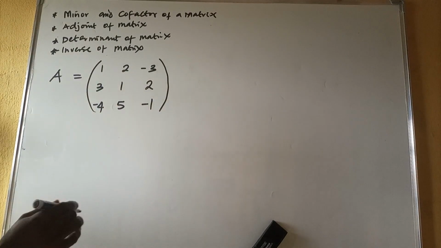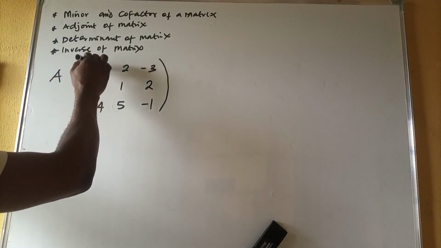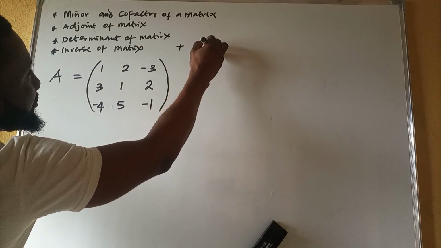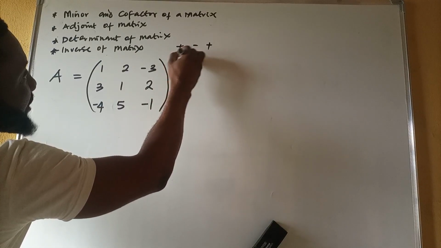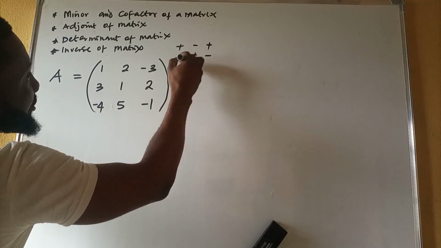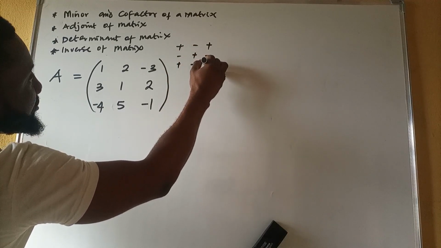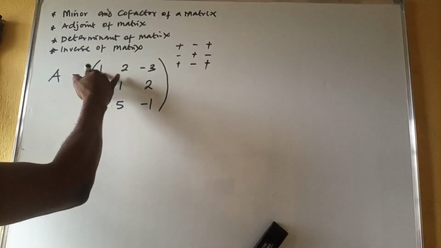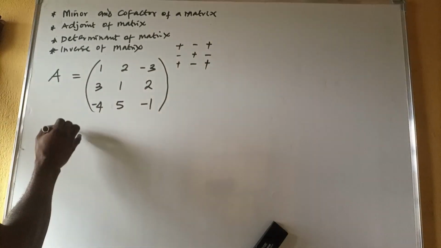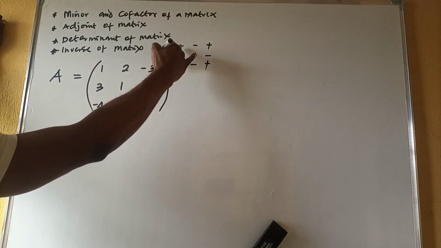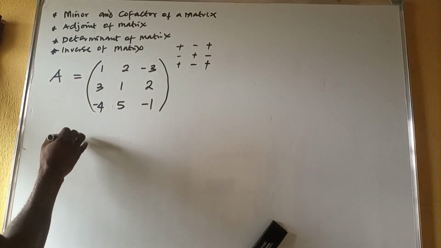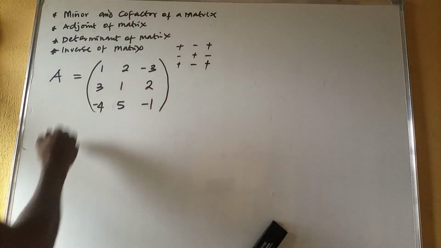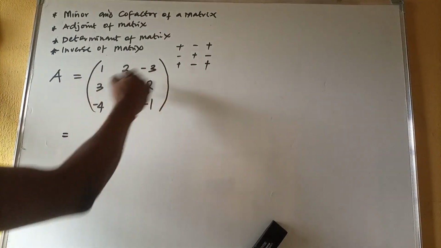In this one, we do what we call a sign conversion. The sign conversion is plus, minus, plus, minus, plus, minus, plus, minus, plus. If we consider the first one, we consider it as plus, so we multiply the determinant of the first one by plus. The first one is 1, and as I take this one, I'm going to delete the whole of this.